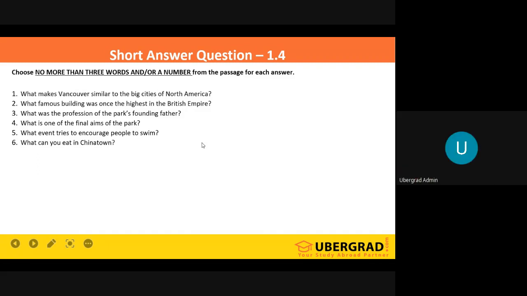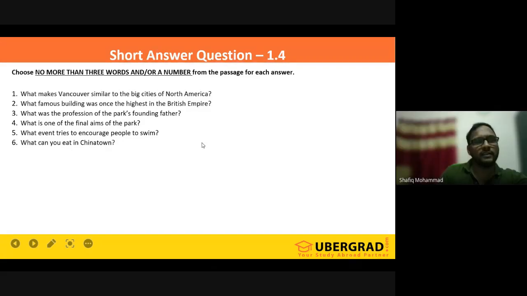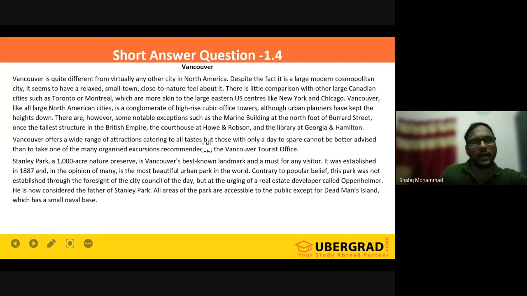So somebody has asked if instead of cubic office towers, can we write high-rise cubic office? High-rise cubic office is four words, right? So cubic office towers is the best, most suitable answer for it. I know where you got it, but high rise is again not required here. Even if you write cubic office, then also you'll get a mark. But high rise is not required here. So cubic office towers would be the right answer. There's no change in it.